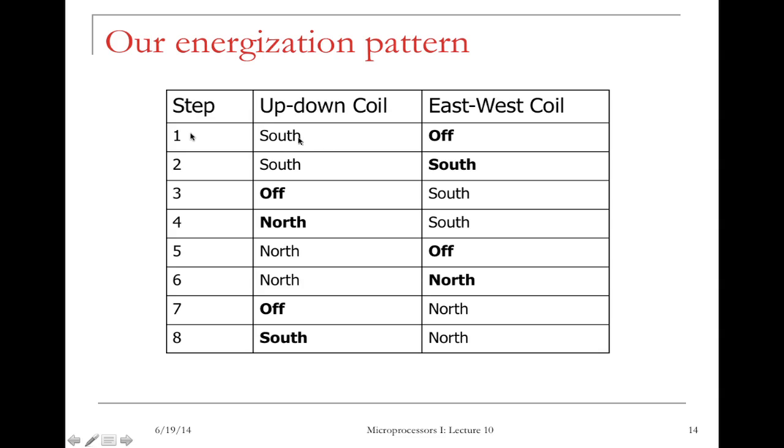So it's going to generate a south facing magnetic field, while this east-west coil is off. So that's why you see it off here. In the second step, we're going to have both energized, and they will generate this kind of magnetic field. And in the third step, we're going to have this up-down coil off, and then this east-west coil will be energized.